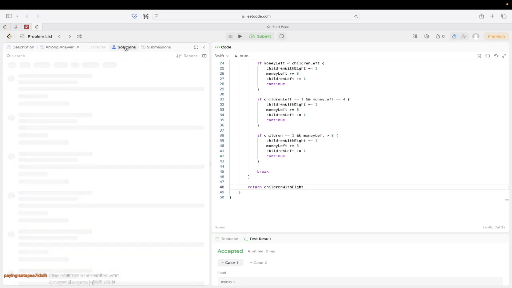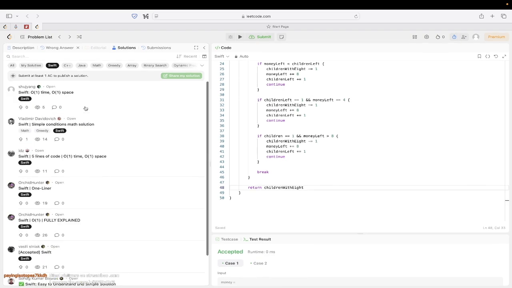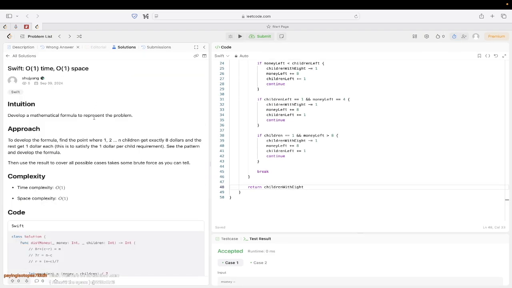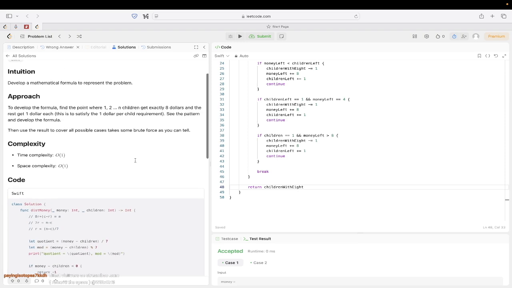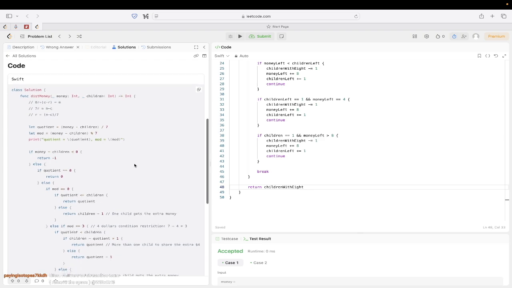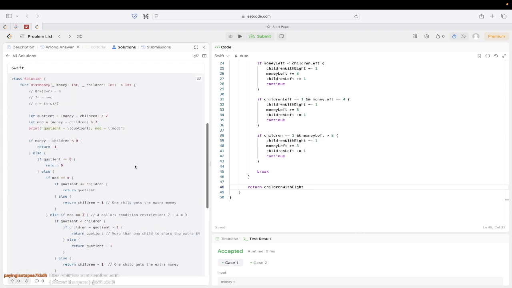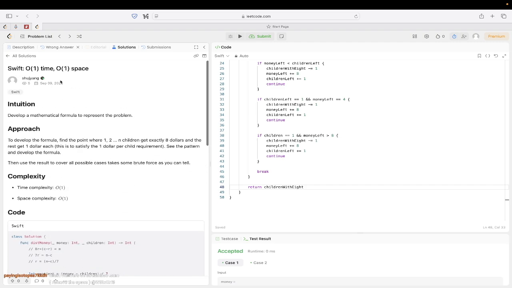Okay, let's look at solutions. I don't think I've done this. I need to spend more time on this. Develop a formula, find the points where, again, exactly 8. Okay, this is a lot. Is this Swift? Yeah, it is.